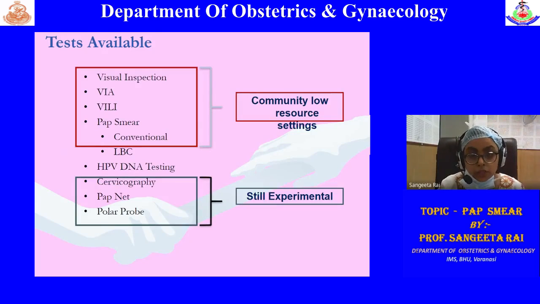So now coming to the different screening tests. I will not go into every screening test. We will be discussing the pap smear only, but everything will be discussed with you. One is visual inspection, that is, when you examine the cervix with a Cusco's speculum. Have you seen the Cusco's speculum? If you have not seen it, you will see it in the OPD. We most commonly use the Cusco's speculum.